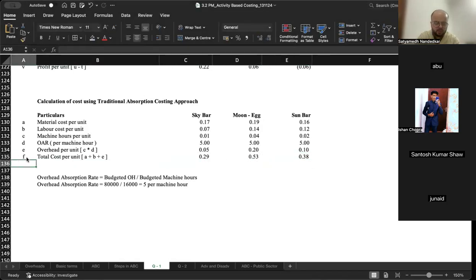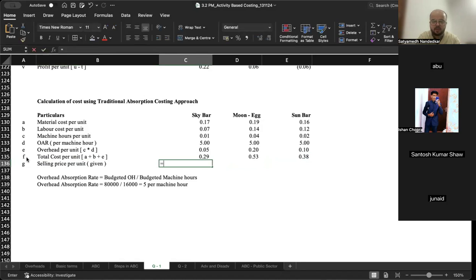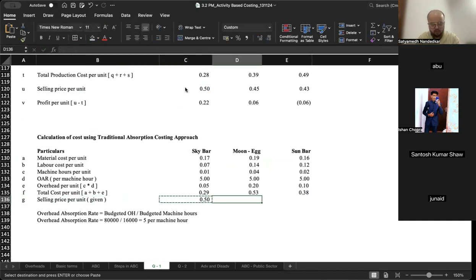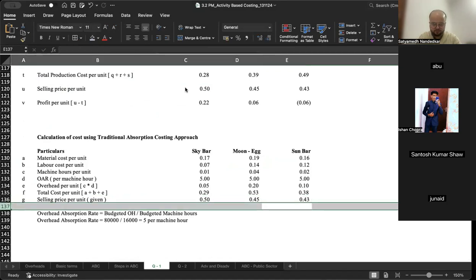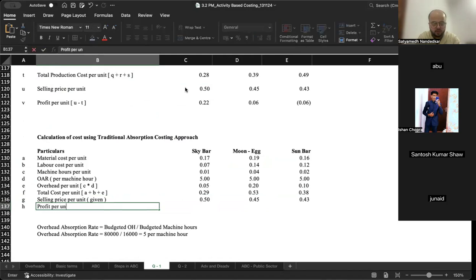Okay. Now, G, selling price per unit. This is given in the question. H. H is profit per unit, which will be G minus F.